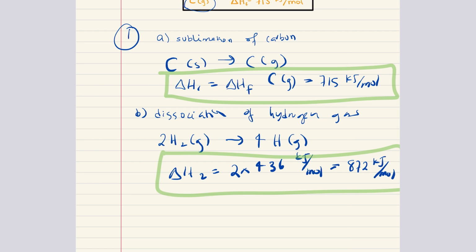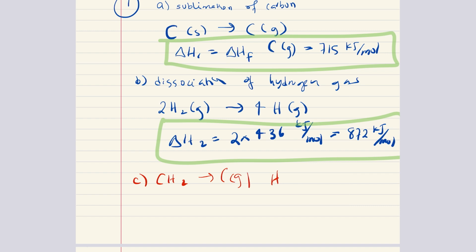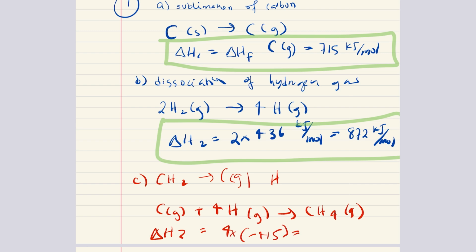We're going to need that because our goal is the formation of methane, and methane has 1 carbon and 4 hydrogens. The last step is going to be the formation of methane from gaseous carbon and hydrogen atoms. We can write that carbon in its gaseous form plus 4 hydrogen atoms give us methane. This step involves forming 4 carbon-hydrogen bonds. Since the bond energy for one carbon-hydrogen bond is 415 kilojoules per mole, the total energy released, the enthalpy change, when forming 4 carbon-hydrogen bonds is 4 times minus 415 kilojoules per mole, which gives us minus 1,660 kilojoules per mole.